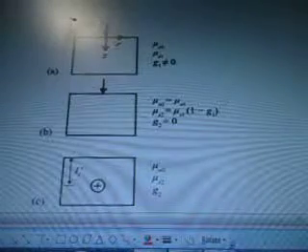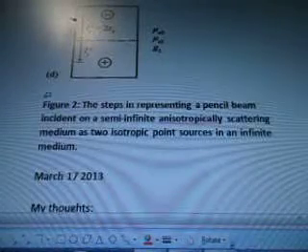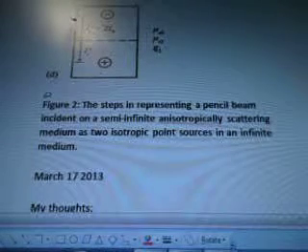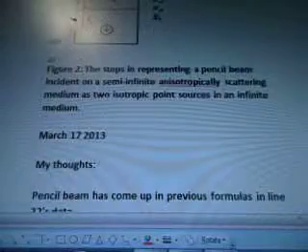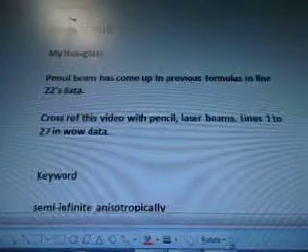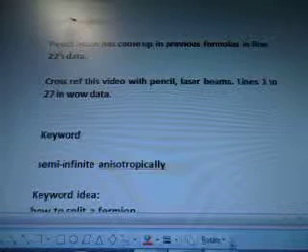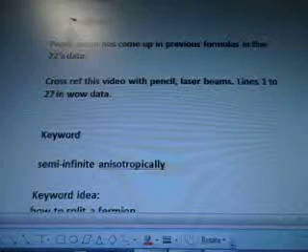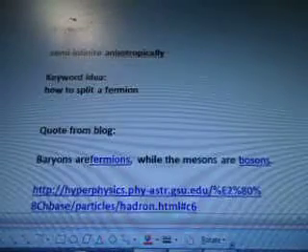So here's some symbols here, some sort of equation. The steps in representing a pencil beam incident on a semi-infinite anisotropically scattering medium as two isotropic point sources in an infinite medium. March 17, my thoughts. Pencil beams has come up in previous formulas in line 22's data. Cross-reference this video with the words pencil laser beams, lines 1 to 27 in the WOW data.